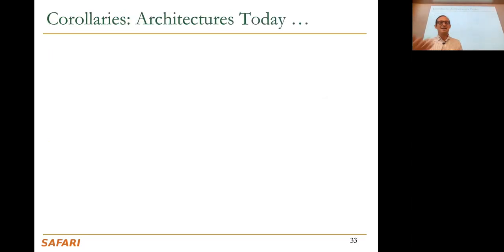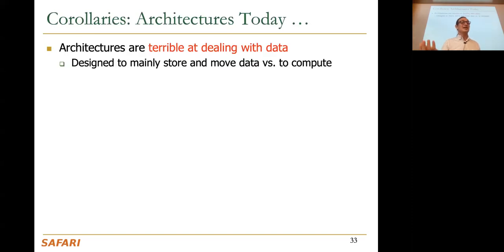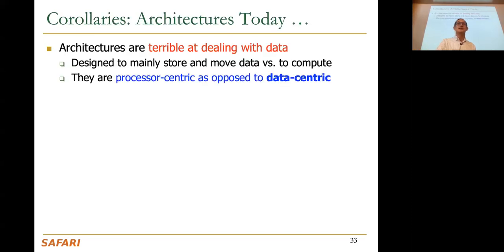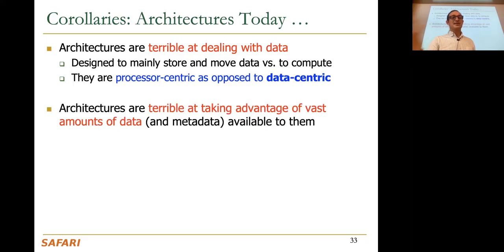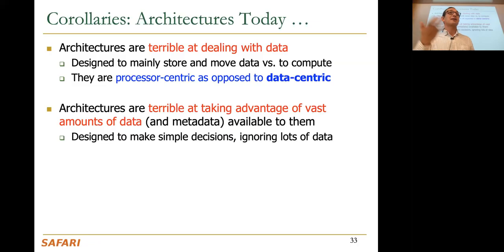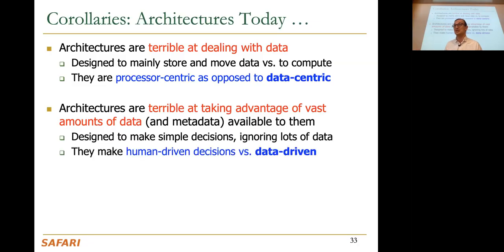Okay, so I think I've already talked about this. Today, we're not good at dealing with data. We're very processor-centric as opposed to data-centric, so data moves a lot. We're going to focus on this one. But these two other directions are very synergistic. Today, we're not good at learning from the data in the design of our systems. Systems are designed to make human-driven decisions as opposed to data-driven decisions that evolve and become better over time.